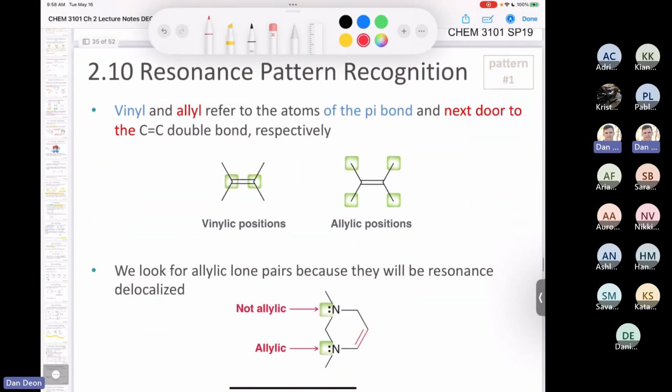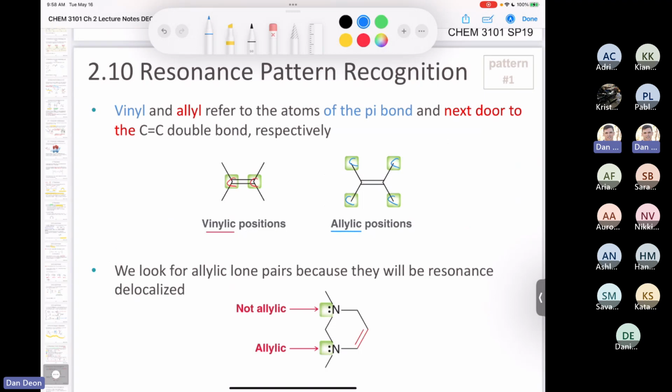So let's go back through this. I told you what a vinylic position was and an allylic position was. The carbons or the atoms involved directly in the double bond, those are called vinylic positions. So these would be vinylic carbons. If you go one atom away, here, here, here, and here, these would be allylic positions.